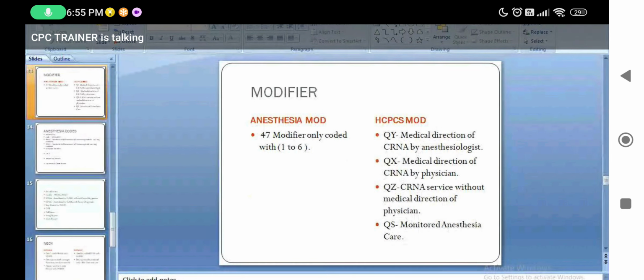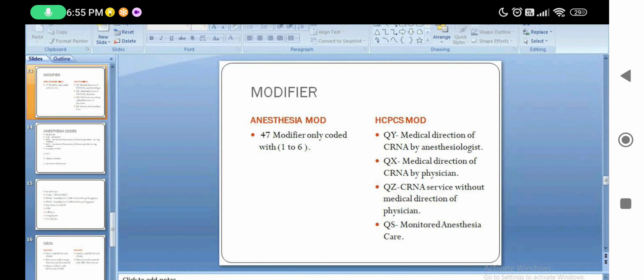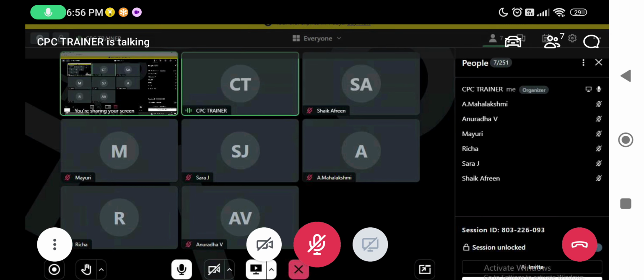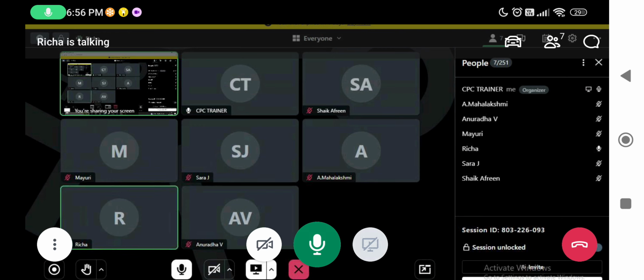Guys, please note down these 3 modifiers are called CRNA modifiers. Can anyone tell me what is CRNA? CRNA, certified registered CRNA. QY, QX, QZ, this is the CRNA modifier. Anyone having an idea what is CRNA? Sir, CRNA works under an anesthesiologist.